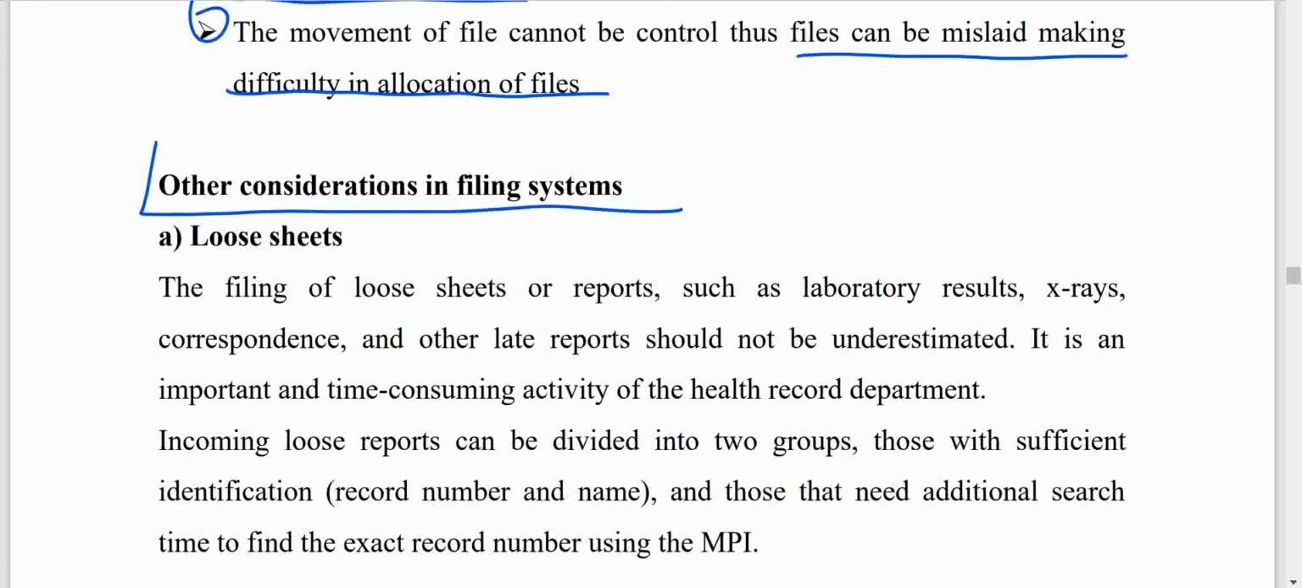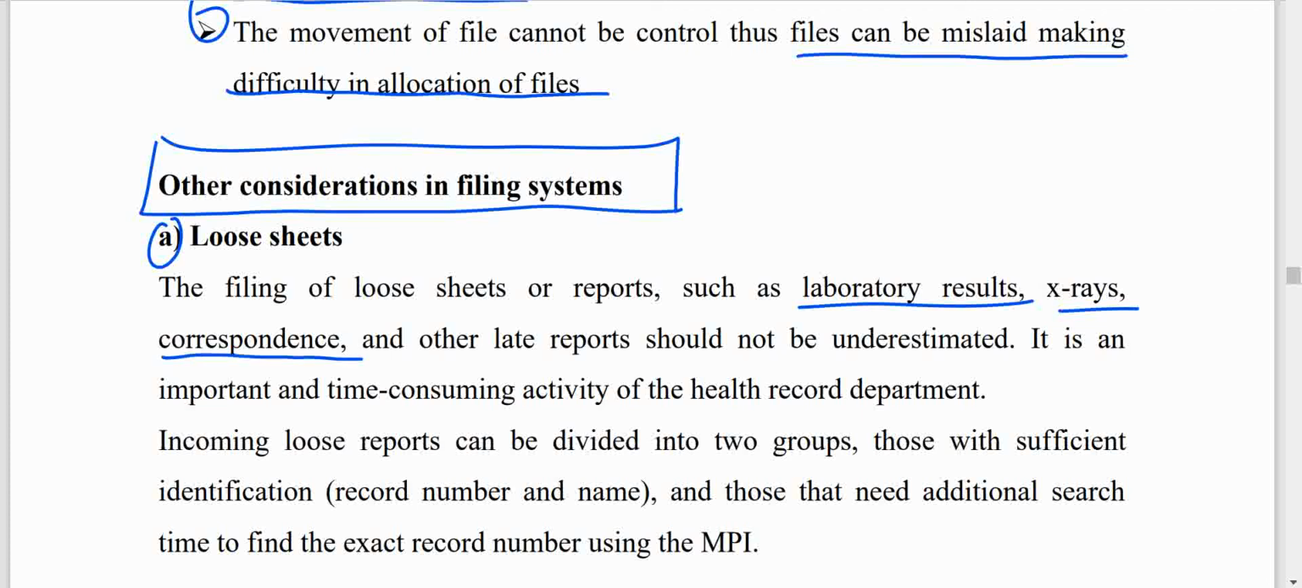We have other considerations in filing systems, other things that we still need to consider even when we are doing the filings. It's very important. The first thing is what we call loose sheets, the filing of loose sheets or loose reports. Examples of loose sheets are laboratory results, X-rays, and correspondence. These are requests that come, including patient details, from different departments or different medical personnel, and what we call late reports.